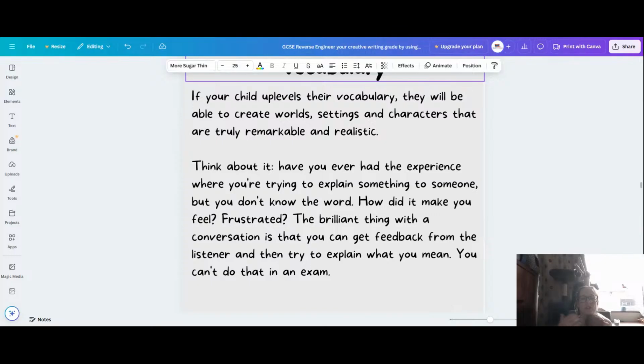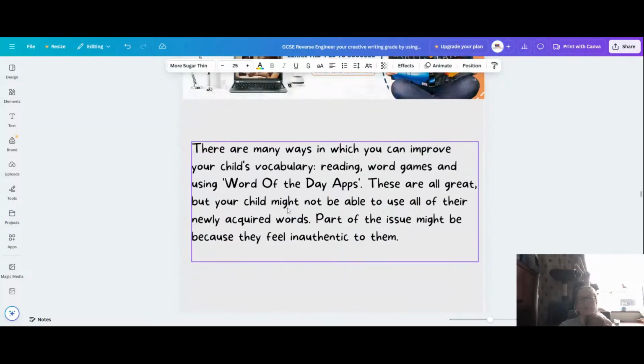Have you ever had the experience where you're trying to explain something to someone, but you can't find the right word? And it makes you feel frustrated. And so that's really important. And the brilliant thing about conversation, if that happens, is you can ask for feedback, so you can explain what you mean. But in the exam, you can't do that. You can't do that with writing, which is why it's even more important to uplevel your vocabulary.